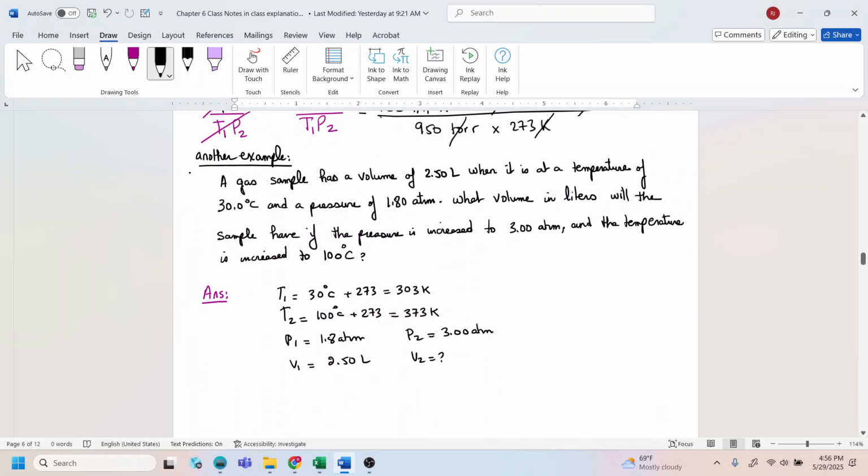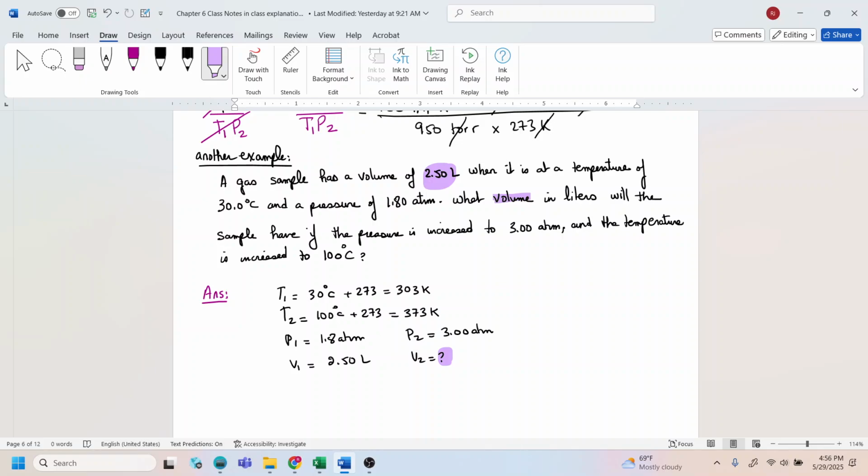So you're given everything in there. This is the gas sample. You do have the volume now. Now notice your volume is in liters. And you're asked to go ahead and get the second volume. They didn't specify the unit, so we're going to keep that volume in liters.